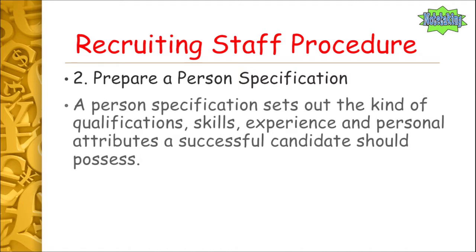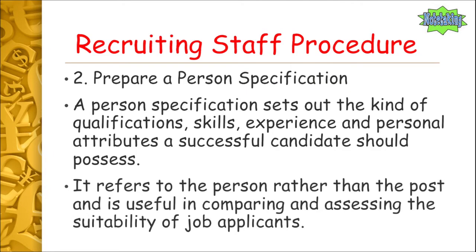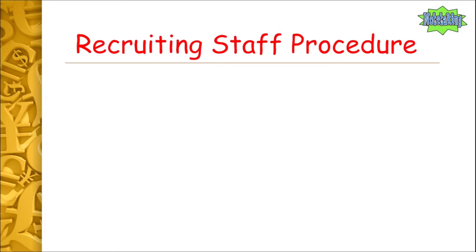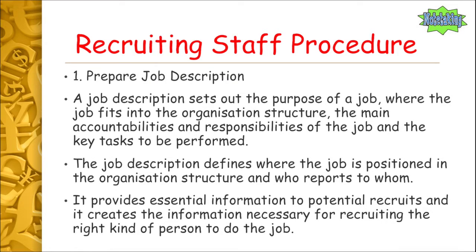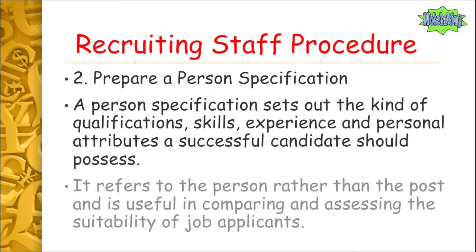We then have the person specification. So the job description is specific about the actual job and the role entailed. Person specification sets out the kind of qualifications, skills and experience and personal attributes a successful candidate should possess. It refers to the person rather than the post and is useful in comparing and assessing the suitability of job applicants. So just to be clear, the person specification refers to the actual person, and the job description refers to the actual job. So in terms of the roles required, the person is the skill set that they're going to bring to the job.